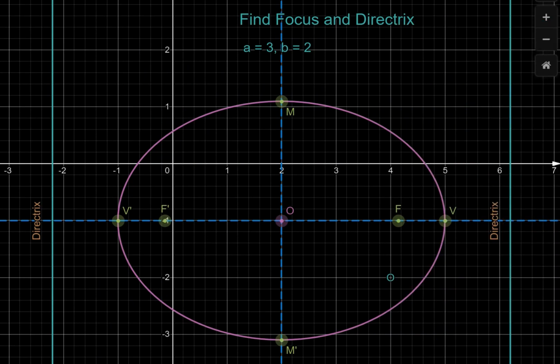Here is the fourth example. From the given graph, you have to find the equation of an ellipse. After finding the equation, find the coordinate points for the vertices, co-vertices, and the two foci, and then find the equation of the two directrix.